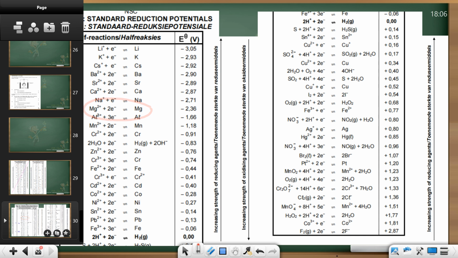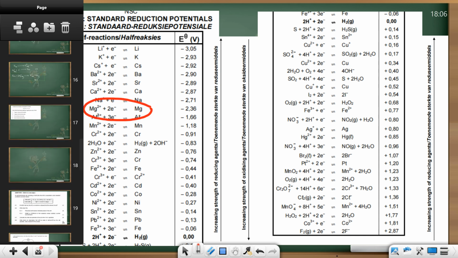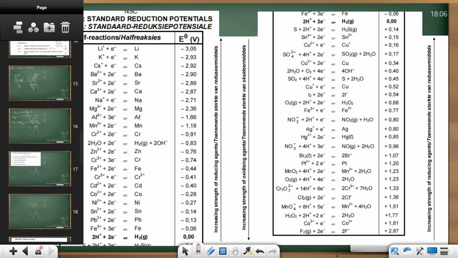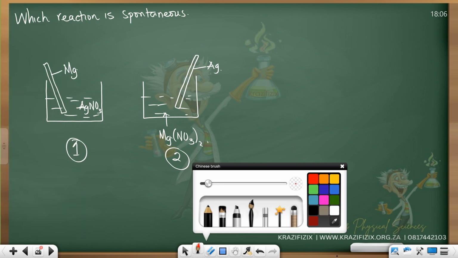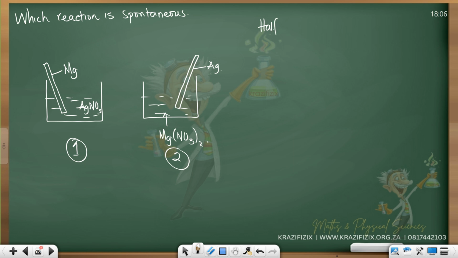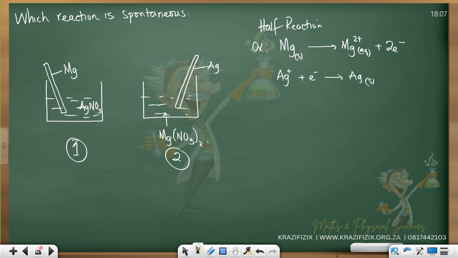All right. Okay. So I'm just quickly going to write my half reactions and apply now quickly, everybody, and then we jump. Where's my question? There we go. So my half reactions quickly before I forget. Oxidation: Mg will be oxidized to give me what? Magnesium ions plus 2e. Silver ions are reduced to give me what? Silver solid.